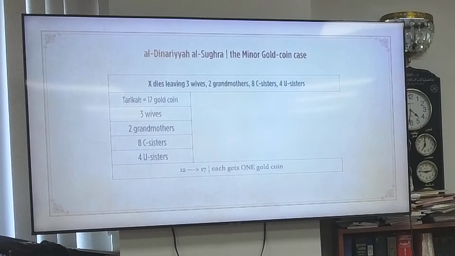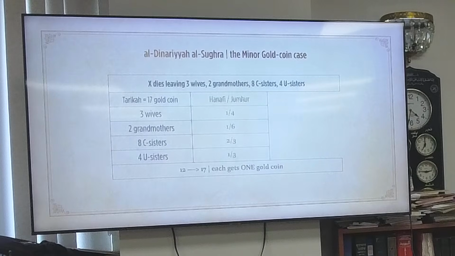So a person dies leaving 3 wives, 2 grandmothers, 8 paternal sisters, 8 half-sisters, and 4 maternal sisters, 4 half-sisters as well. What do they get? They get a dinar each, a gold coin each. Each one gets a gold coin.